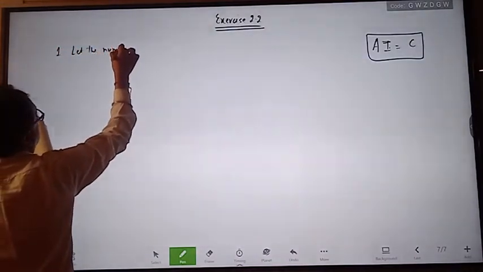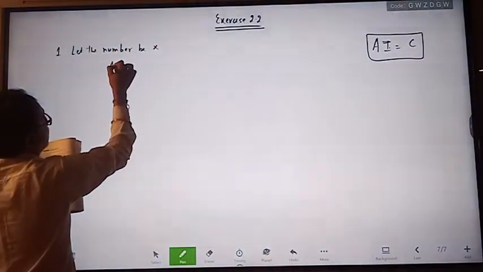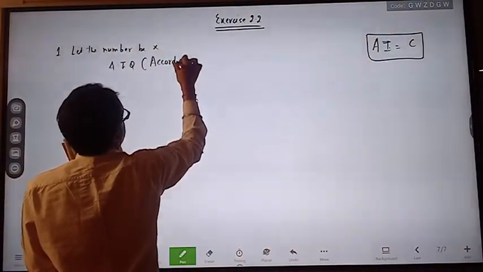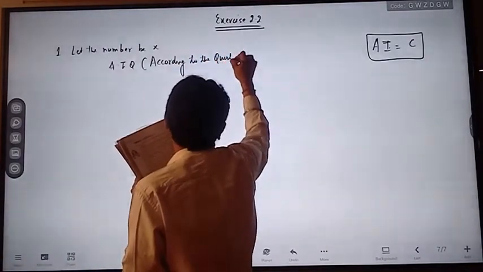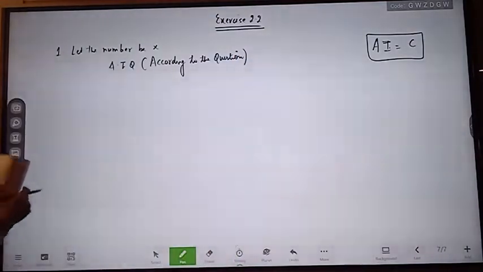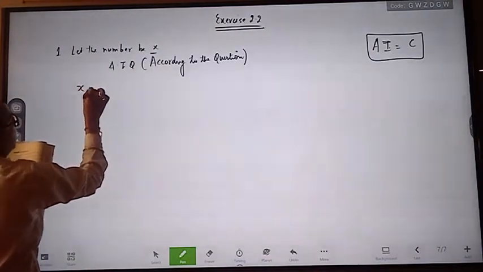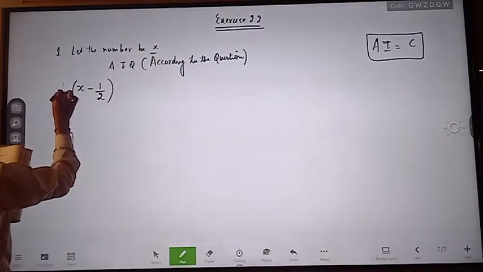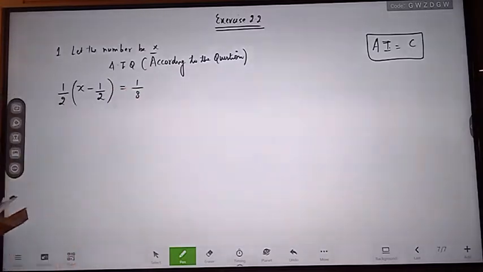Let the number be x. We will assume because we don't know the number. Now, according to the question, ATQ means according to the question. Subtract half from x, from the number. Multiply the result with half. You'll be getting 1 by 8. Simple. This is what the question is.